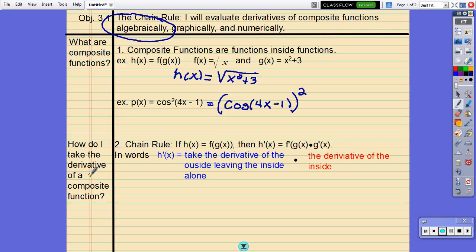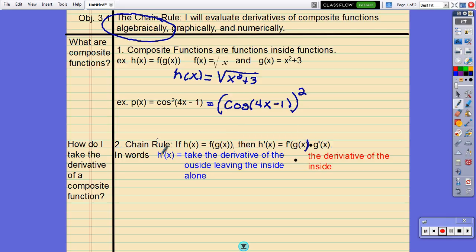Well, there's something called the chain rule, and the chain rule is also known as the inside-outside rule, because this is how it works. It says that if you have a function h of x, which is a composite function, f of g of x. Notice g is inside, f is outside. Then the derivative is simply going to be the derivative of the outside, leaving the inside alone, times the derivative of the inside. Okay, so it's the derivative of the outside, leaving the inside alone, times the derivative of the inside.